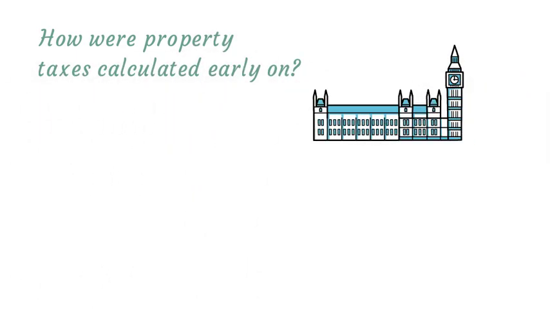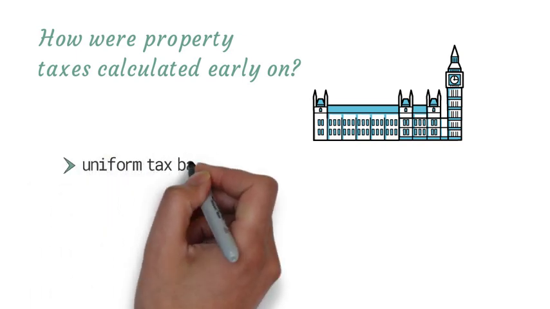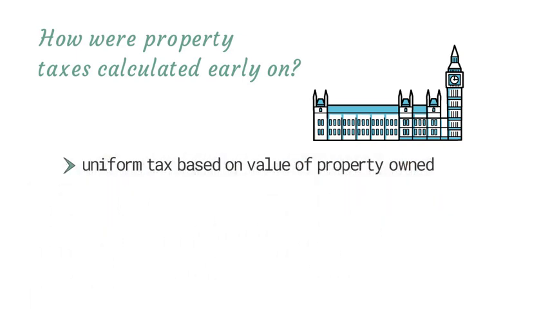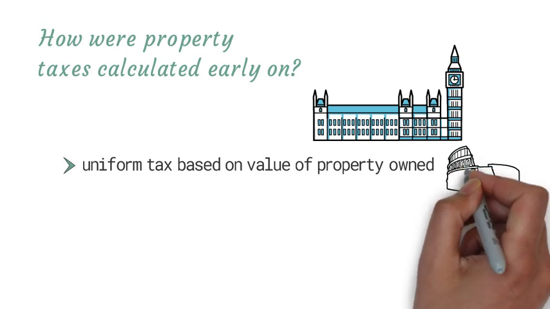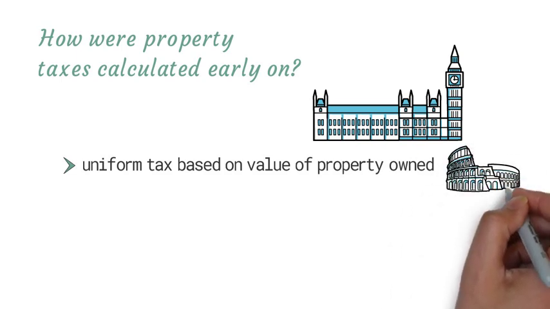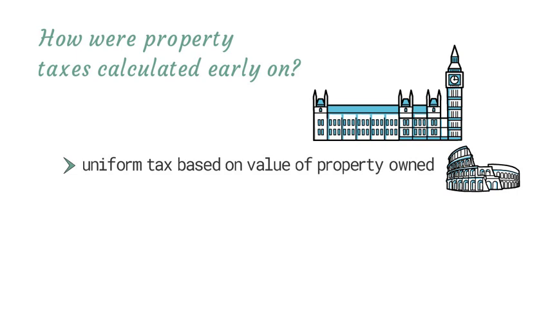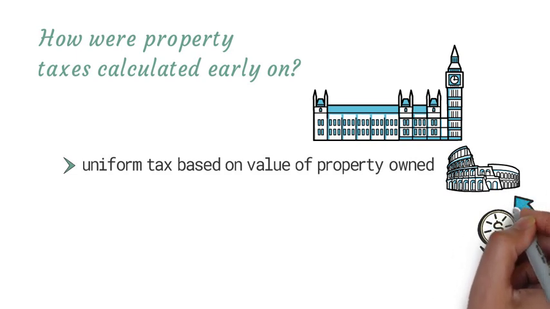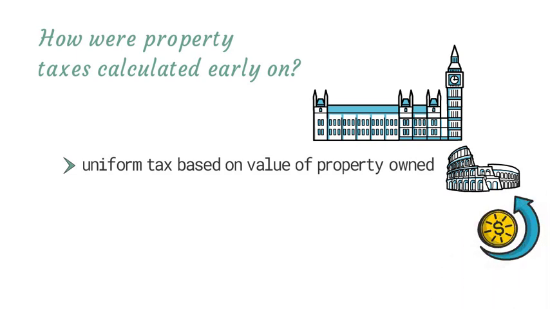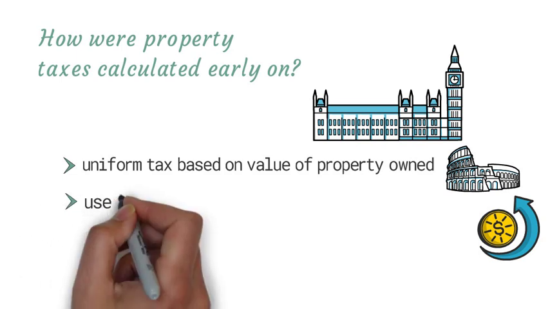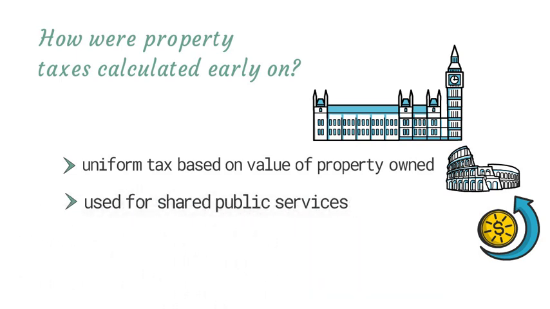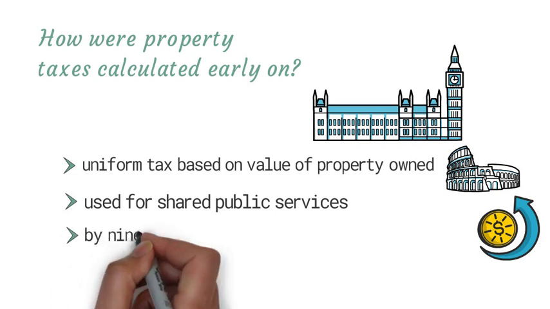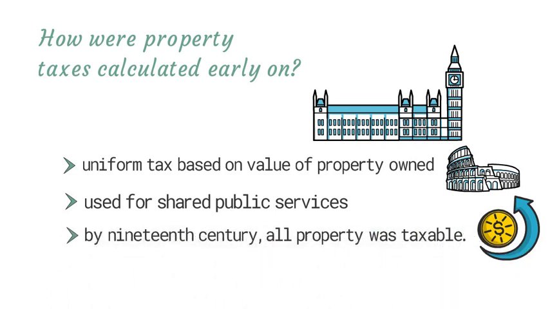So how were property taxes calculated early on? Well, the early system of taxation in Canada was a uniform tax that was based on the value of property owned. This system was brought into Canada by the United Empire Loyalists when they fled from the American Revolution. The Loyalists were accustomed to a system of self-rule in which local bodies had the authority to levy taxes. Government adopted local taxation to raise money that was needed to provide shared public services.